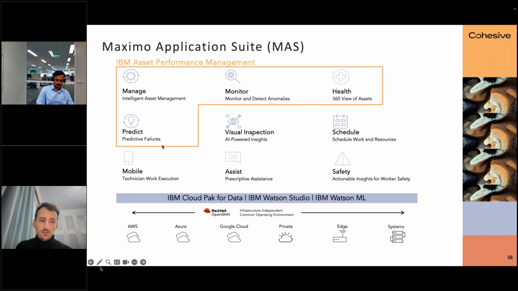Then also predictive maintenance, as we've described, is fundamental towards this shift, and health can also incorporate that. And by all of these functionalities being integrated together, we can have what IBM has defined as their version of asset performance management. In addition to that, there's another bunch of applications within the suite that we can touch on perhaps in a later stage.